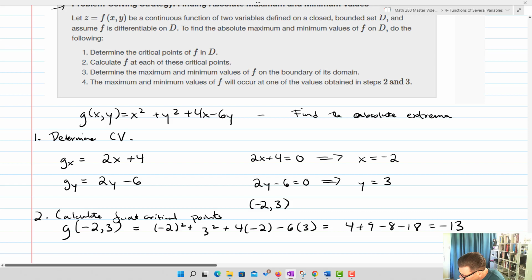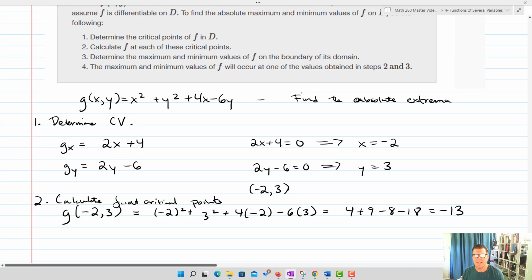Okay, so probably not going to be our maximum, but you never know. Might be a minimum. We'll see. And again, we'll have to do a little bit of work here. But we look here, okay, it's going to end up being negative 13. Got it. Now we need to determine the maximum and minimum values of f on the boundary of its domain.